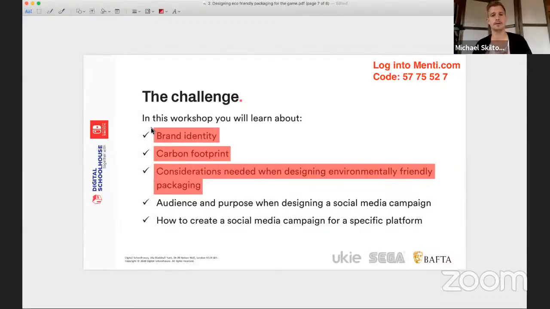Just looking at this week's work. So far, we've learned about creating brand identity. We've spoken about carbon footprint, and we have looked at some of the considerations needed when designing environmentally friendly packaging. Okay. On Friday, for our last session for Digital Schoolhouse's gaming introduction for design and development, we're going to be looking at the audience and purpose when making a social media campaign, and how we can create a social media campaign for a specific platform. So that's what we'll look through next time.